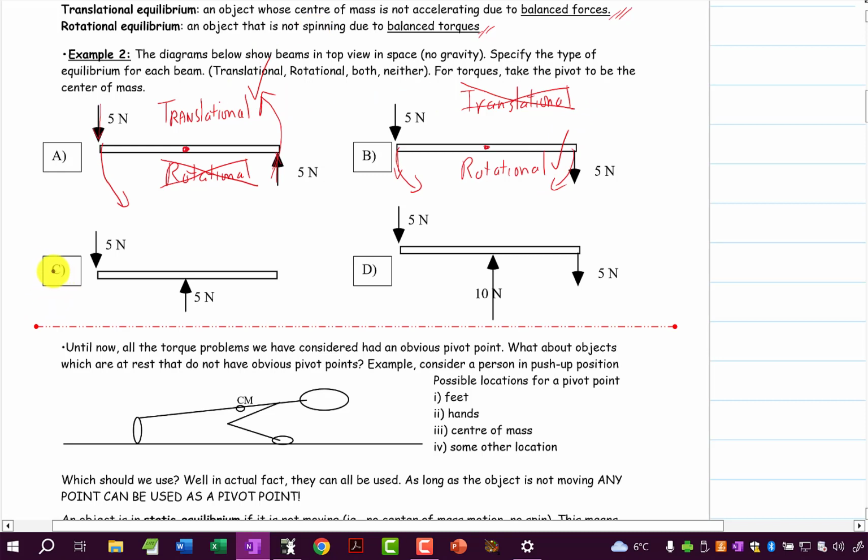C. The force is up and the force is down. Balanced. So translational, it is. Is it rotational? This one's acting at the pivot point, so this is not going to cause a torque. But this one is going to cause a torque. So rotational, it is not.